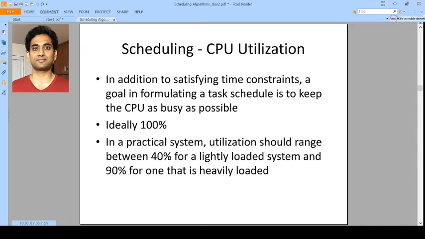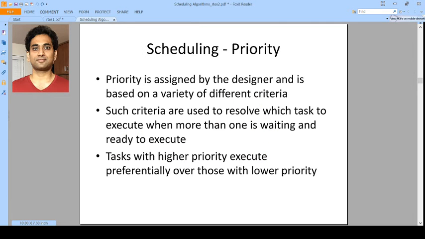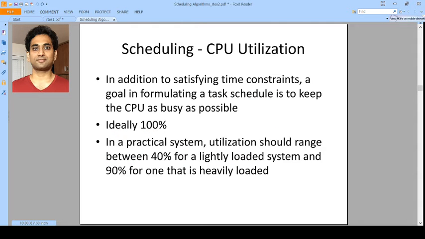So that is scheduling based on priority, and scheduling based on determinism. Scheduling based on CPU utilization is what we are going to look at now. In addition to satisfying strict timing constraints, a very important consideration is to keep the CPU busy all the time.